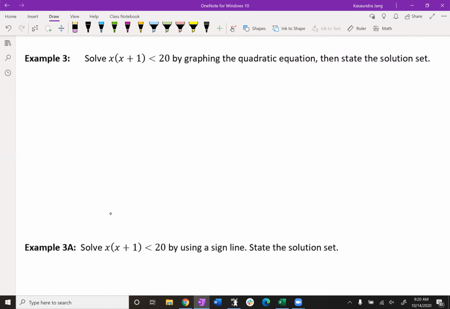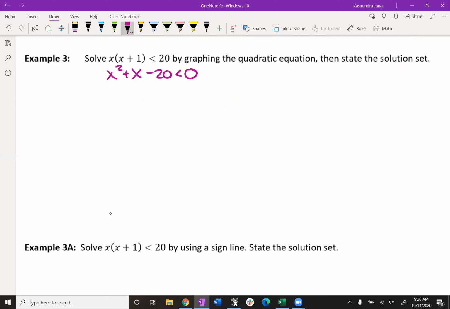All right, so I'm actually going to subtract the 20 over. And I think I'm going to distribute this as well. X squared plus x, and then I'll subtract the 20 over. All right, so I do like the factored form, but this wasn't entirely factored. It didn't have a 0 on the other side.